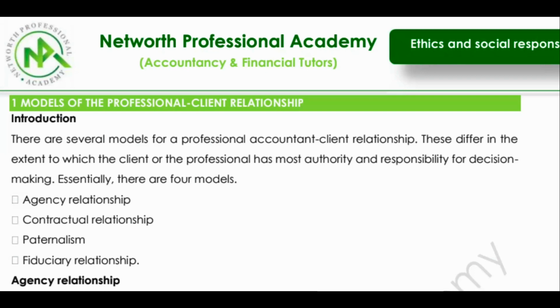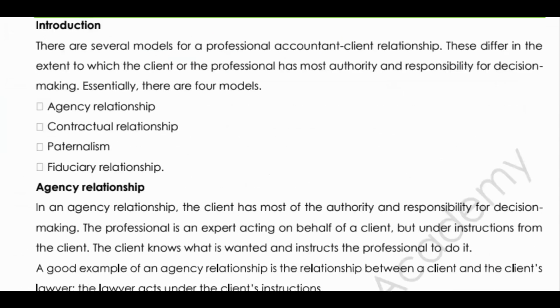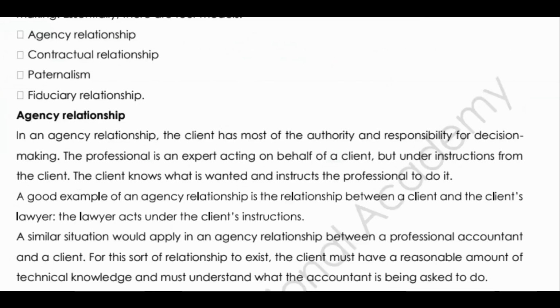So moving on from there, we're considering the models of the professional and client relationship. All right, please, guys, I need you to use your chats. I need you to get ready to unmute when I ask questions. Well, obviously, I've introduced the professional and client relationship to you. So there are four essential models in this regard. We have agency relationship, we have contractual relationship, we have paternalism, and we have a fiduciary relationship. Okay, now these are the models in professional client relationship.